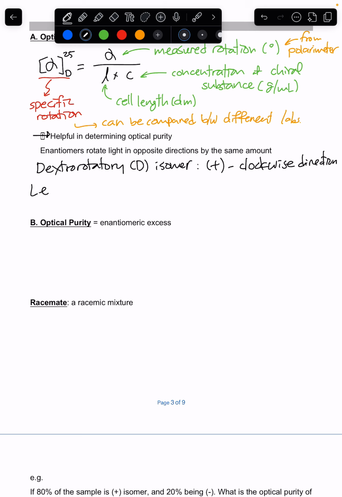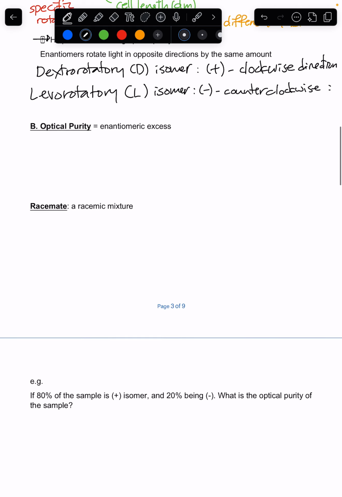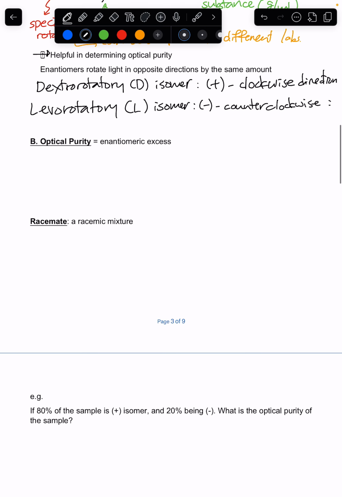And then the opposite of that is called levorotatory, or L isomer. It rotates the light in the counterclockwise direction. Okay. And that's of course determined experimentally.